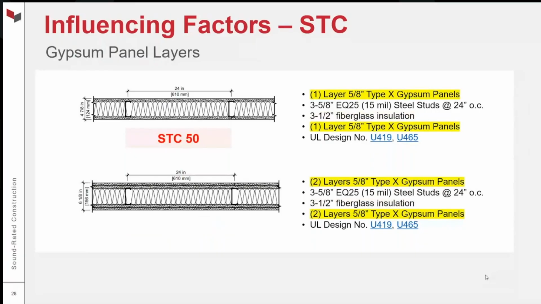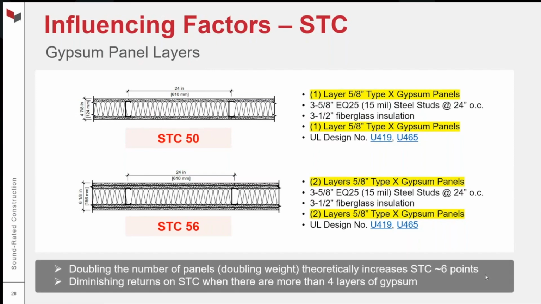Gypsum panel layers. This one's pretty obvious. I mentioned mass, weight in that big table at the beginning. Obviously, if you add layers of board to a wall, you're going to see an increase in performance. That's what we're seeing here. Going from what we call on top a 1 hour fire rated wall with a single layer of type X both sides to 2 layers on both sides, we see a 6 STC point improvement.